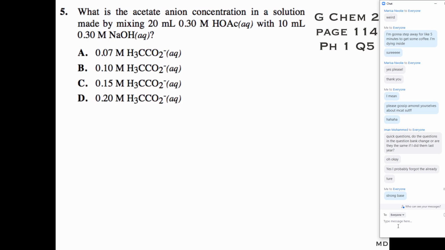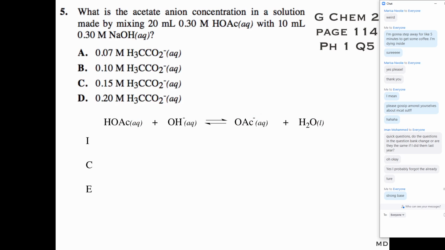Because the base is strong, it's going to completely react. So I'm going to solve this two ways. First, the ICE box, and then the intuitive way. My goal is that if you trust the ICE box and it works out and you believe it one time, you're going to be more apt to take educated shortcuts in the future. So starting with the ICE box, the two reactants, the weak acid reacting with the OH minus, I'm going to ignore sodium. It's going to turn into the conjugate base and water.